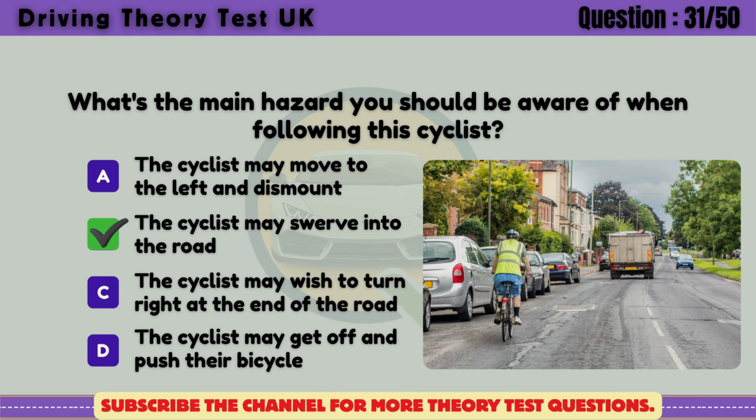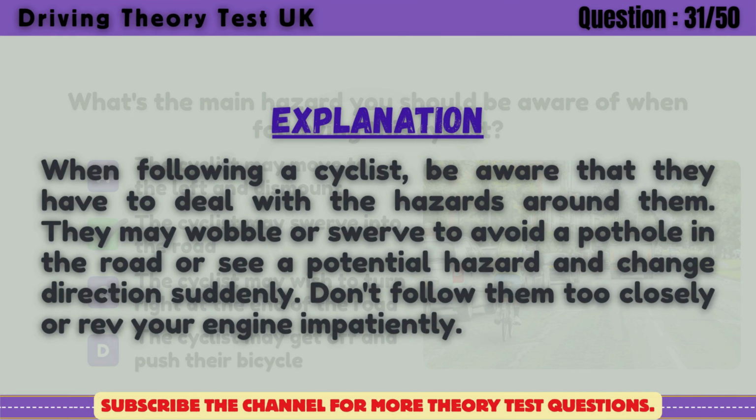Answer is B. The cyclist may swerve into the road. When following a cyclist, be aware that they have to deal with the hazards around them. They may wobble or swerve to avoid a pothole in the road or see a potential hazard and change direction suddenly. Don't follow them too closely or rev your engine impatiently.